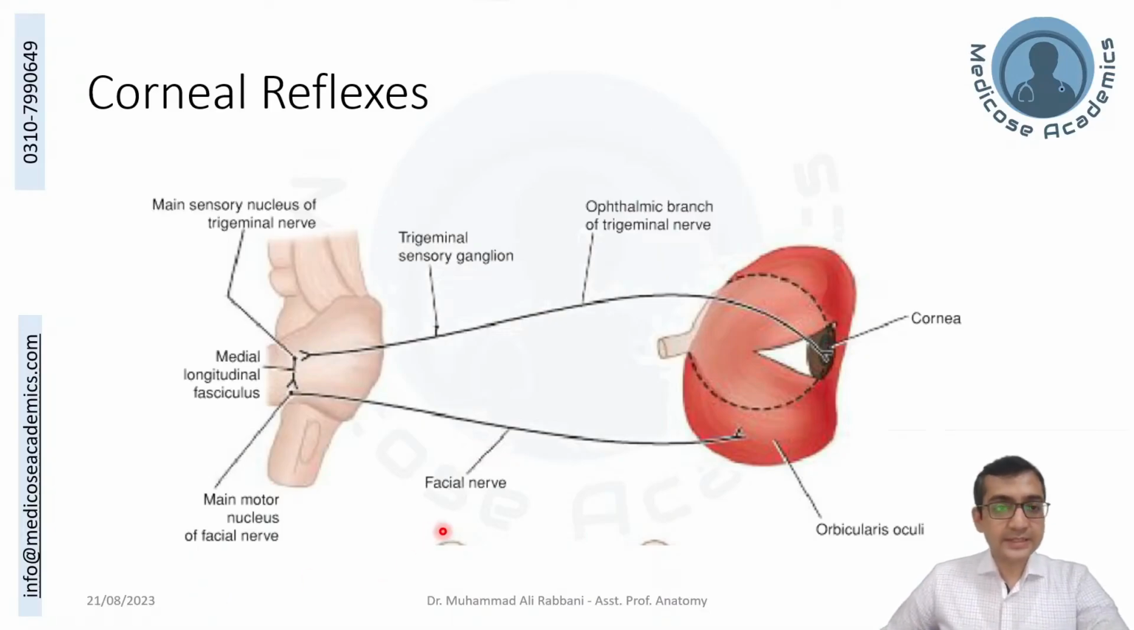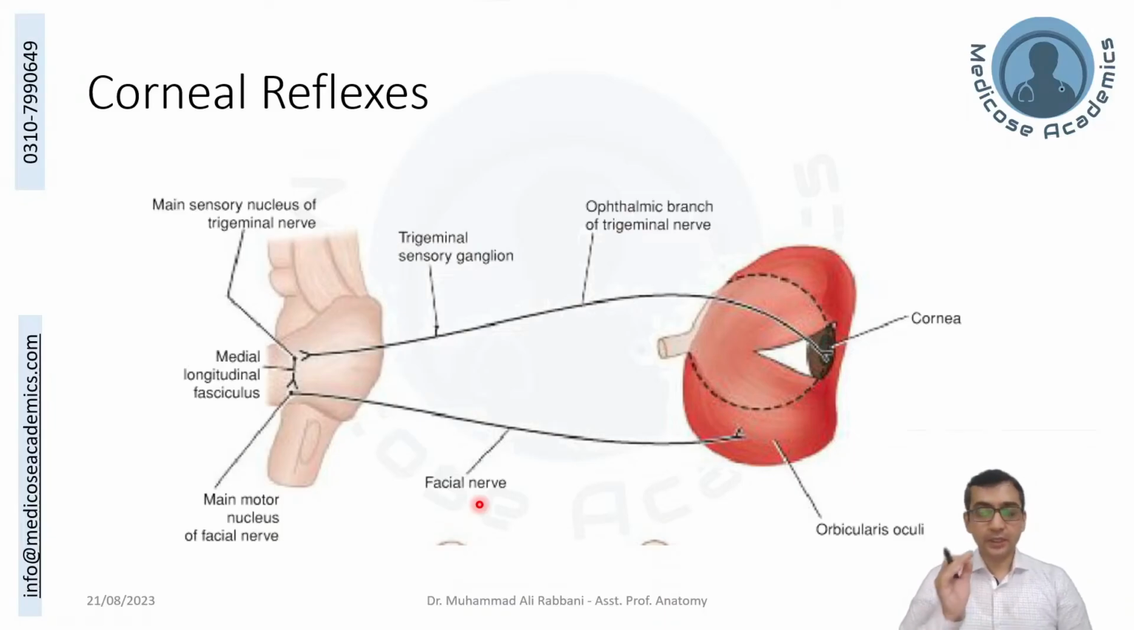Then there are some other reflexes. There is a corneal reflex. Corneal reflex is the one when something touches your cornea, you blink immediately. It may be a wisp of cotton, a drop of rain, a grain of sand, anything, a puff of air. Anything that touches and irritates the cornea leads to blinking of the eye.